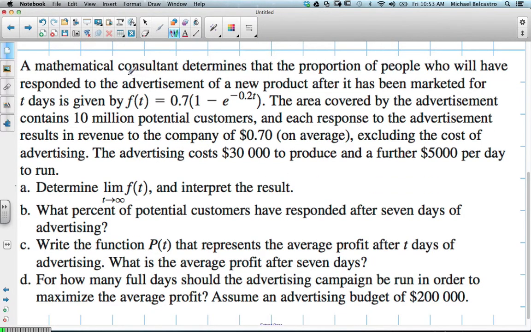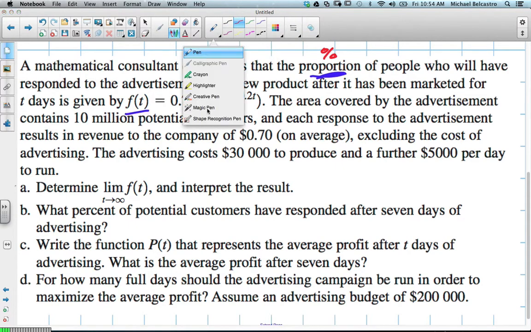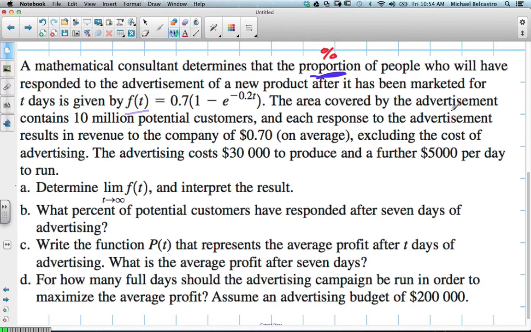A mathematical consultant, that's you, determines that the proportion of people who will have responded to the advertisement of a new product after it has been marketed for t days, so t representing days, is given by this function. Okay, so this function represents a proportion, and a proportion is essentially some form of a percentage. The area covered by the advertisement contains 10 million potential customers. Okay, that's good to know.